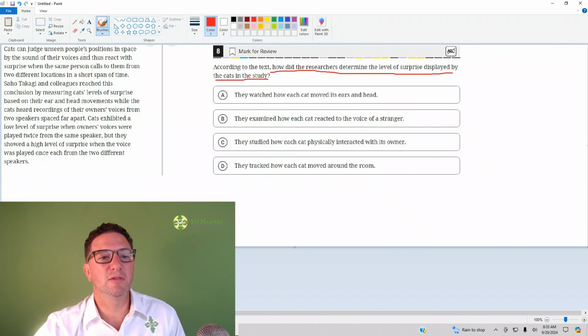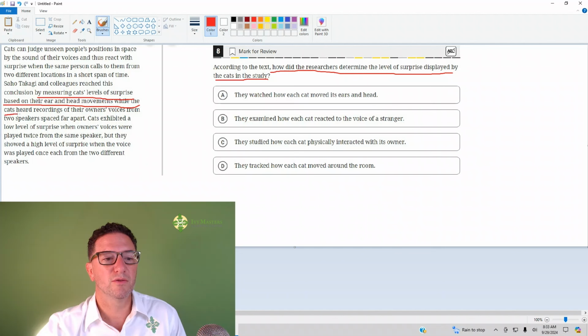Cats can judge unseen people's positions in space by the sound of their voices and thus react with surprise when the same person calls them from two different locations in a short span of time. Saho Takagi and colleagues reached this conclusion by measuring cats' level of surprise based on their ear and head movements while the cats heard recordings of the owner's voices from two speakers spaced far apart. Cats exhibited low level of surprise when the owner's voices were placed twice from the same speaker, but they showed a high level of surprise when the voice was played once each from two different speakers.